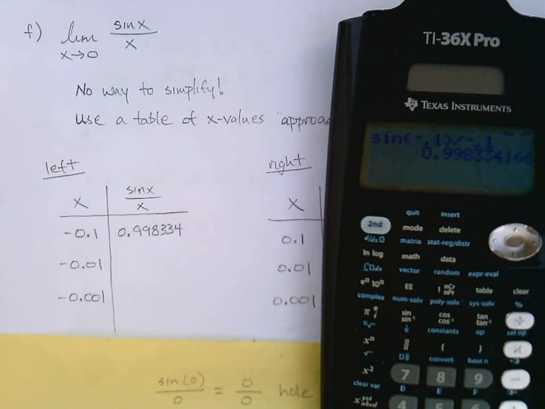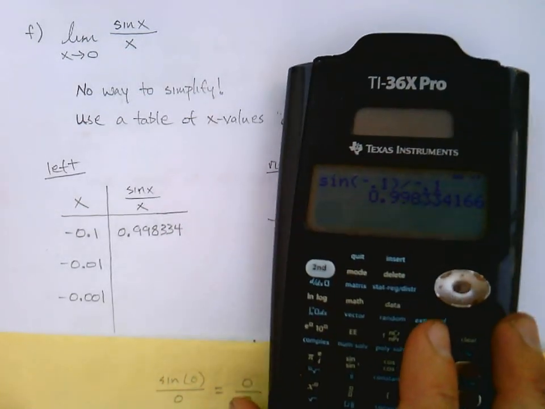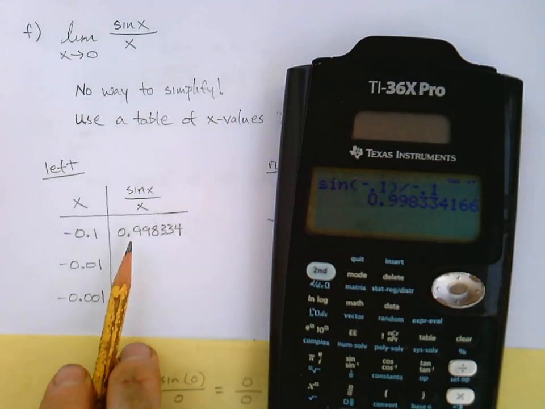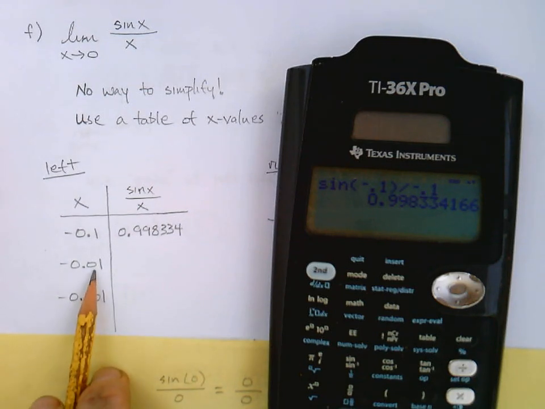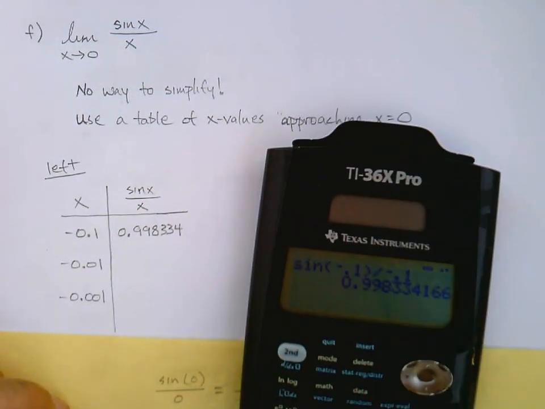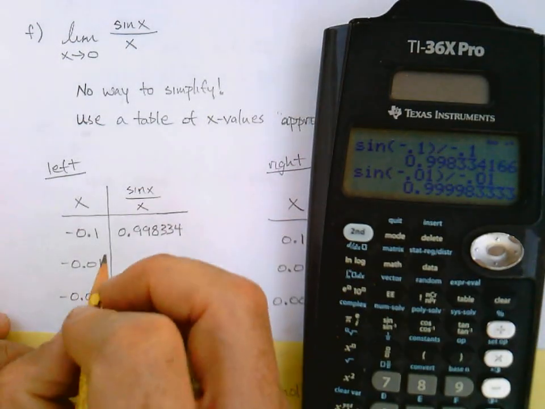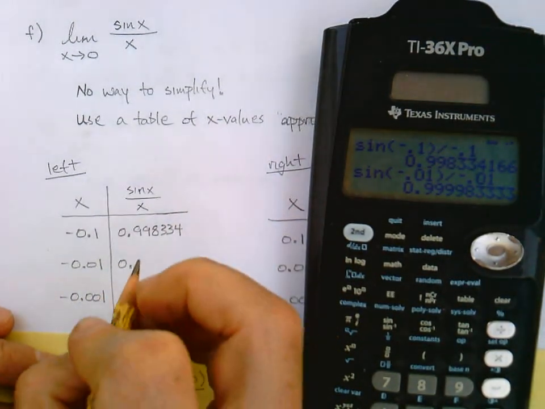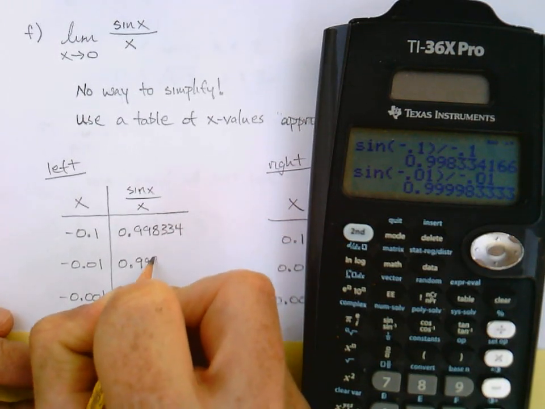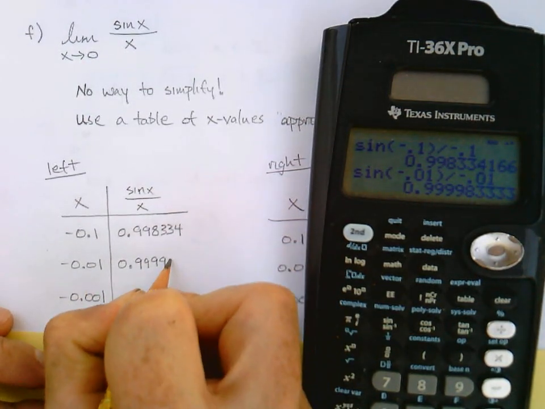0.998334 when I round it. Okay. So there it is at negative 0.1. How about negative 0.01? Sine negative 0.01 divided by negative 0.01. What's that going to give me? Okay, another 6 decimal places again would be 0.999983.